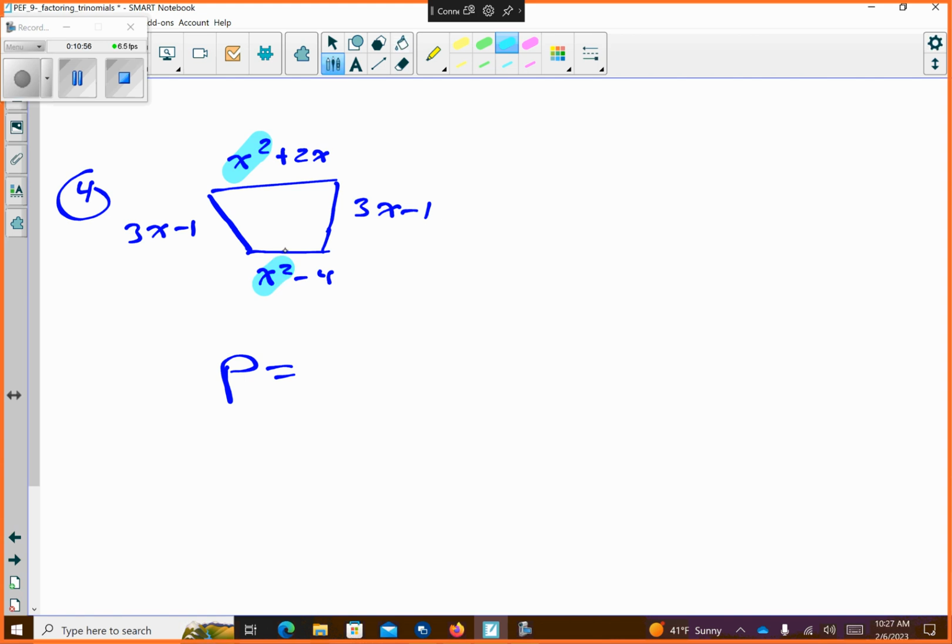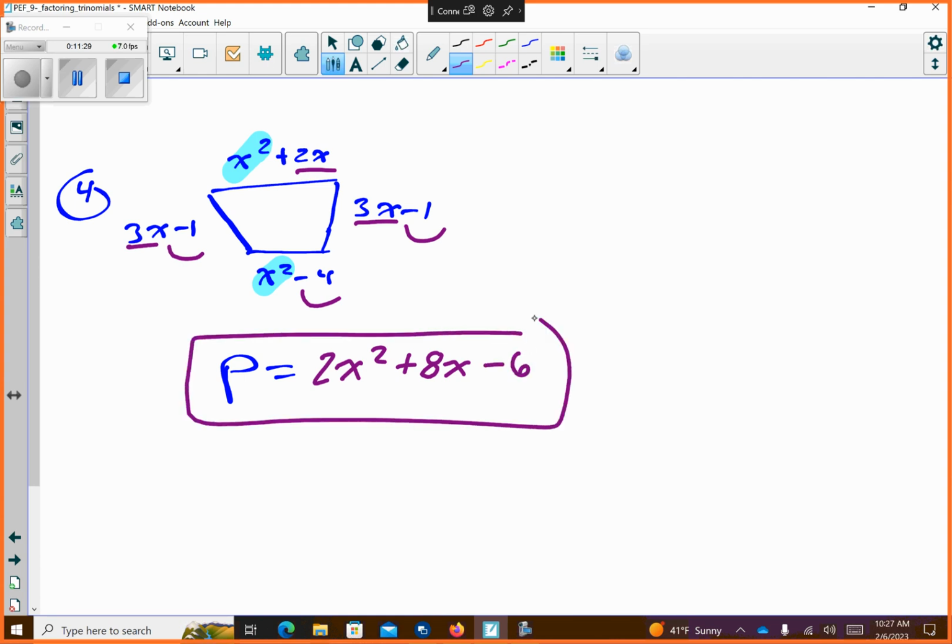How many x squareds do I have highlighted? 2. So I get 2x squared. And then I take my x's: 3x, 2x, 3x. So 3x plus 2x is 5x, and 5x plus 3x is 8x, I believe. And then if I take my numbers, -1, find something else that costs $1, so it's -2. Find something that costs $4, so -2 added to -4 is -6. And that's all it is. Just combining like terms is all you're doing.